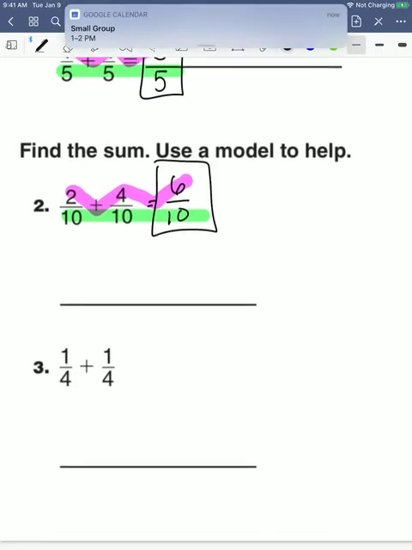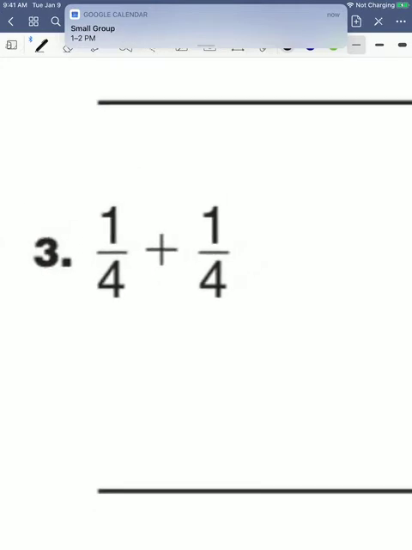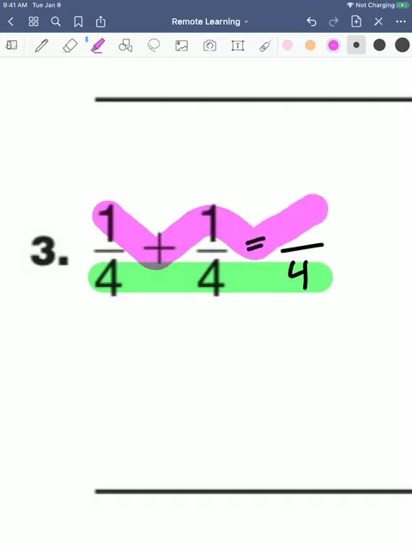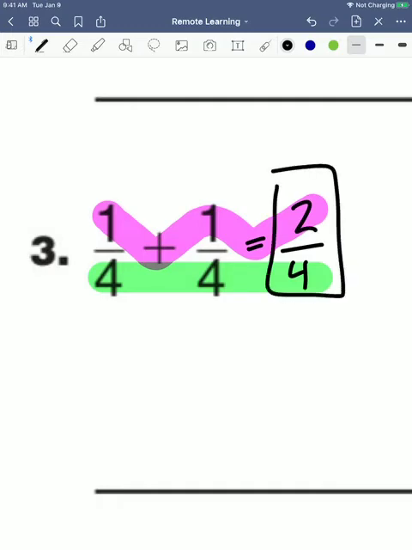And then the last one we have is down here. And again, I'm going to keep my bottom the same. So this equals a denominator of 4. And then I'm going to do the addition on the top. And 1 plus 1 equals 2. So 1/4 plus 1/4 equals 2/4.